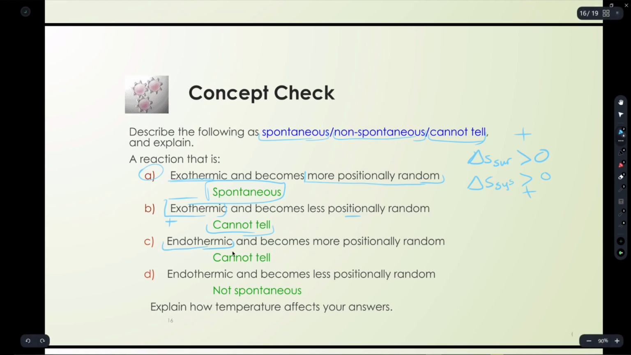If the reaction is endothermic and becomes more positionally random, delta S of the surroundings will be less than 0, while the delta S of the system will be greater than 0. Since this is negative and this is positive, we also need the magnitudes of each value to tell whether it is spontaneous or not. If a reaction is endothermic and becomes less positionally random, both values will be negative, meaning this reaction is not spontaneous.